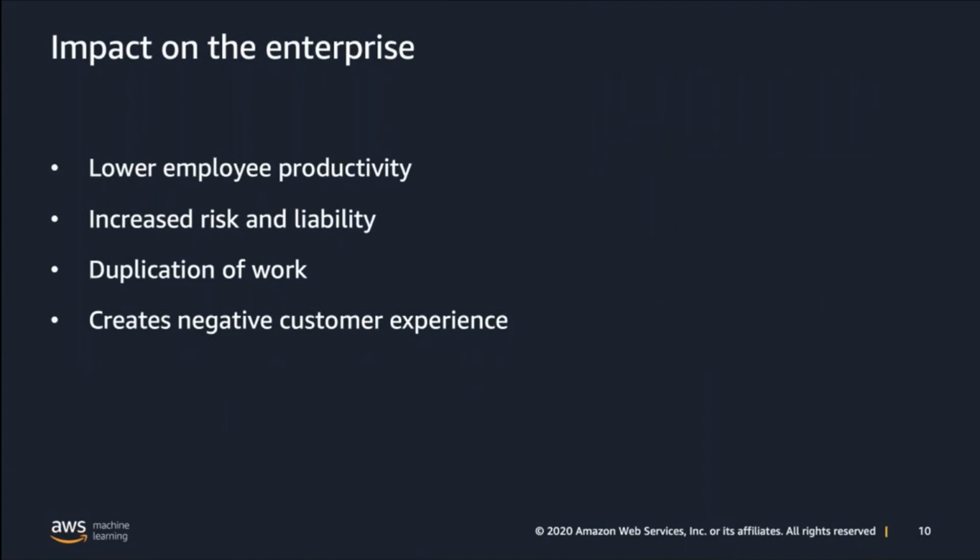How does this impact the enterprise? Employees in the enterprise are looking for information. And it's a hard problem to provide them all this information quickly. So let's say employees are looking for benefits information, or they're just looking for something to get their job done. Not being able to provide that information quickly and easily lowers employee productivity. They spend more time looking for things rather than doing things. Not being able to find the right information sometimes leads to increased risk and liability. It leads to duplication of work because many employees might be looking for the same information over and over again. And overall, it creates a negative customer experience.